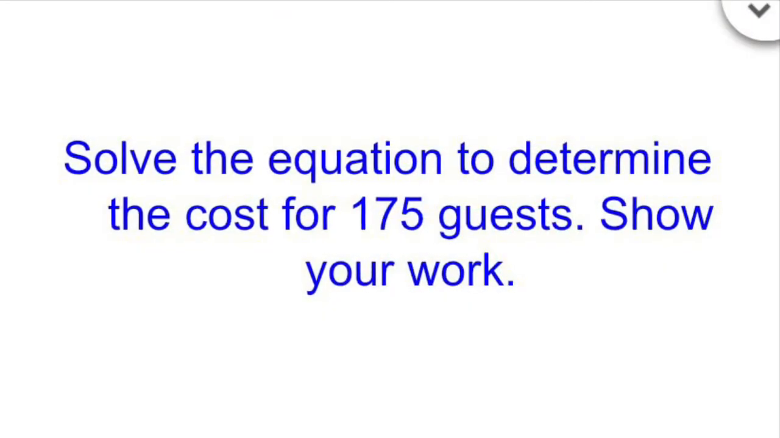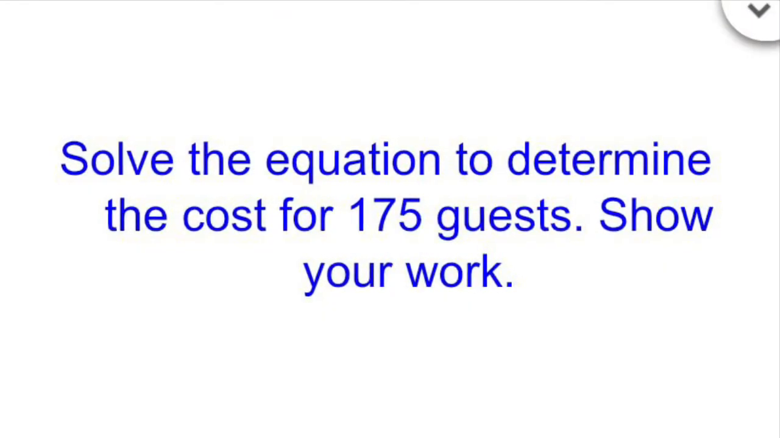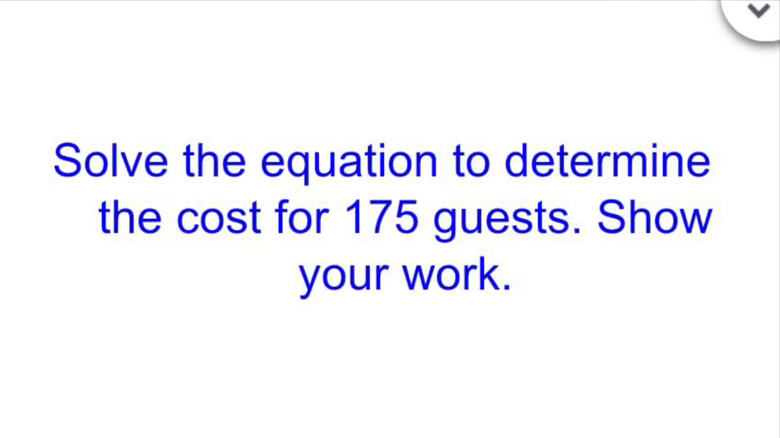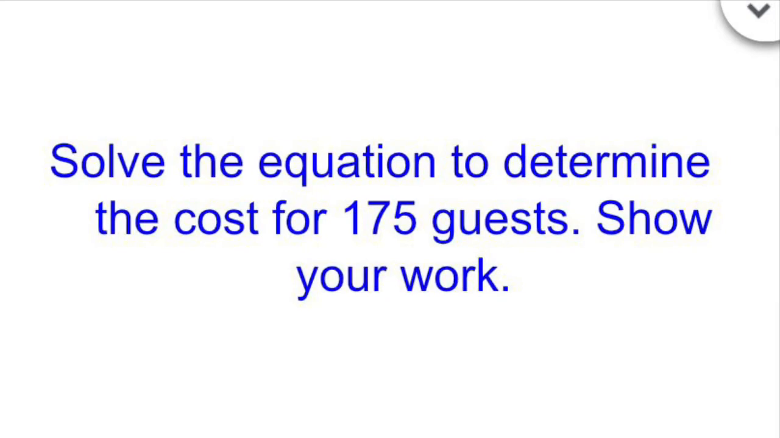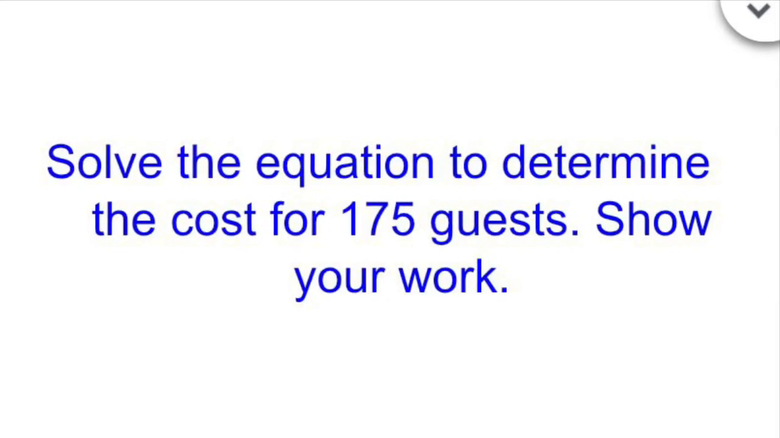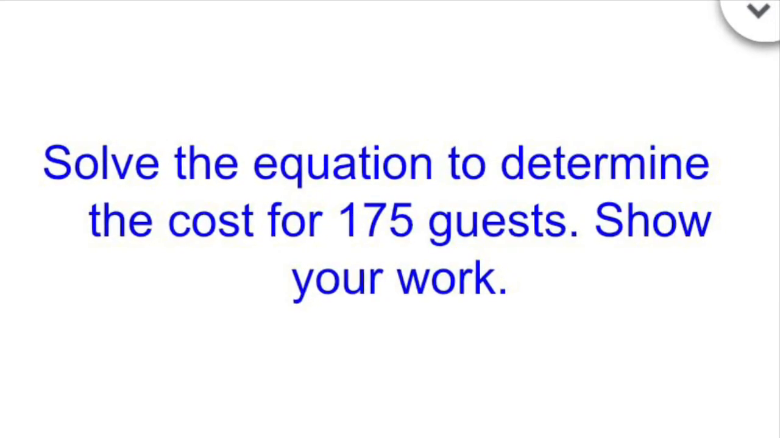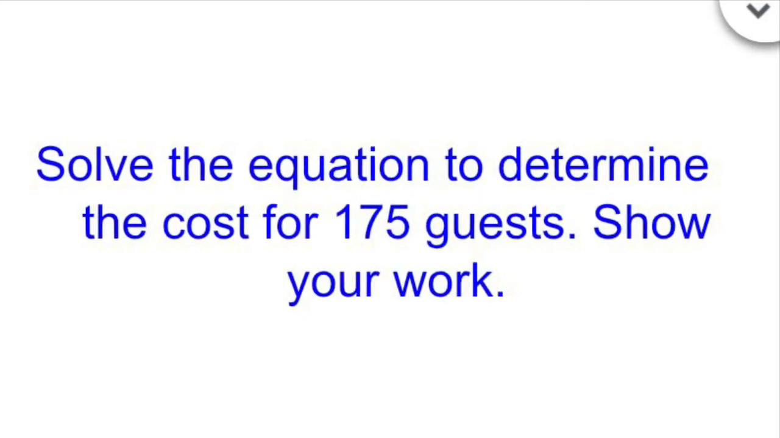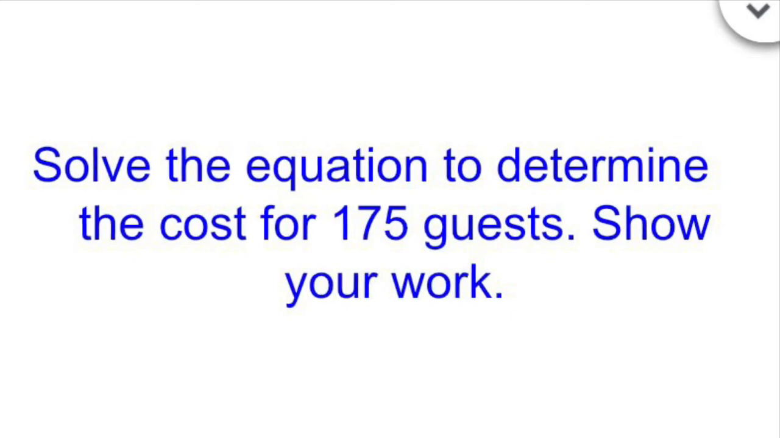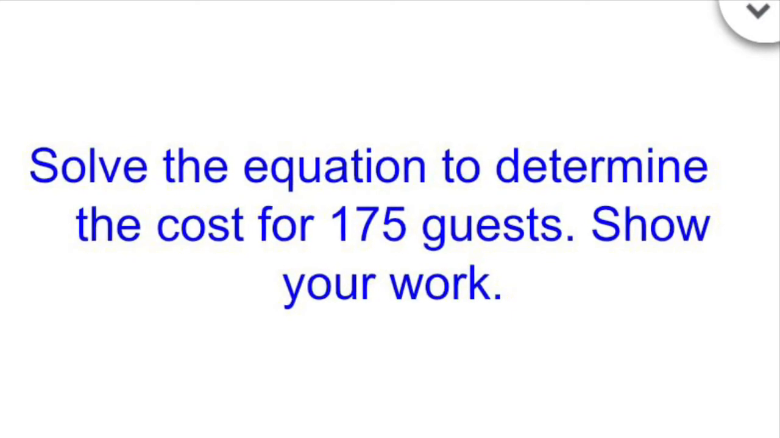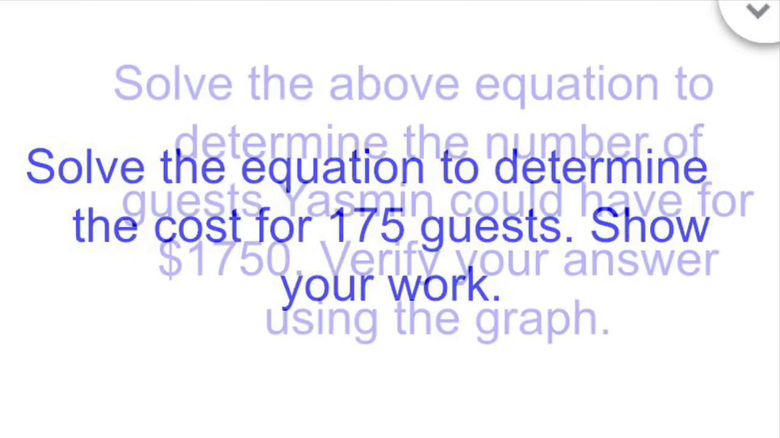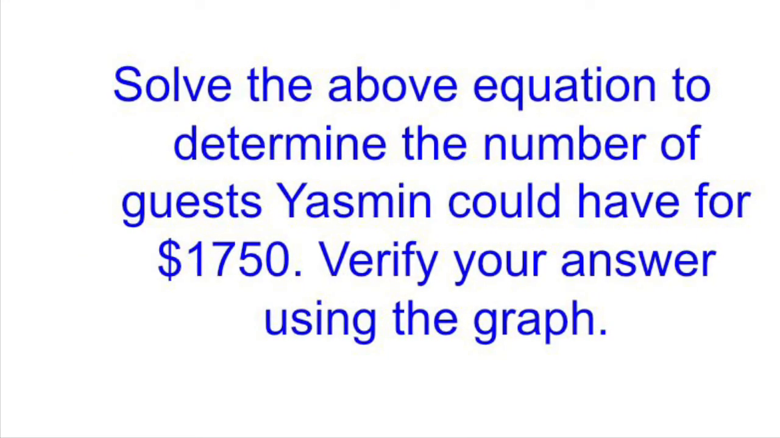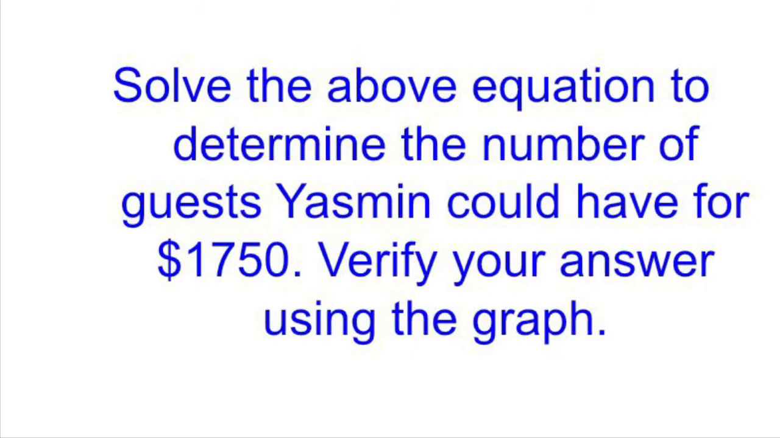I'm going to leave you with 2 questions to try for homework. They're the last 2 questions at the bottom of lesson number 1. So the first question is, solve the equation to determine the cost for 175 guests. Show your work. So that's a question where we know the G is 175, and we need to put it into the equation to find the C.